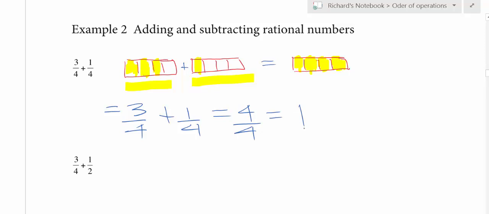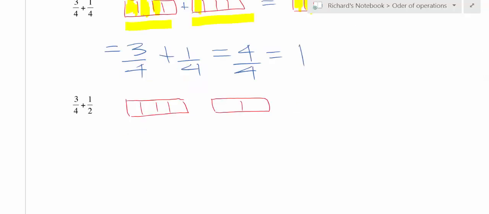Well, what if I have 3/4 plus a half? So 3/4 plus a half. Well, there's a problem here because I have a whole cut into 4 equal pieces and a whole cut into 2 equal pieces. And the pieces aren't the same size. So if I color things in, the first whole is divided into 4 equal pieces, and 3 of the pieces have something in them. And the second fraction is divided into 2 equal pieces, and one of those pieces has something in it. Well, I can't add these fractions because the pieces aren't the same size.